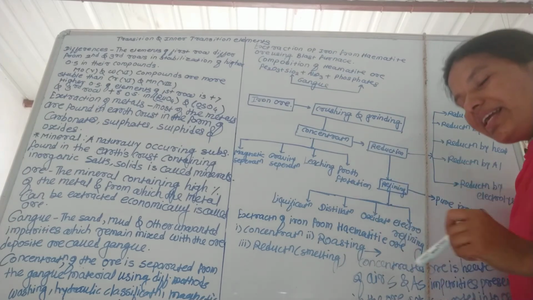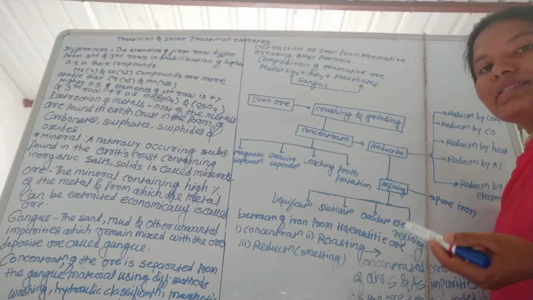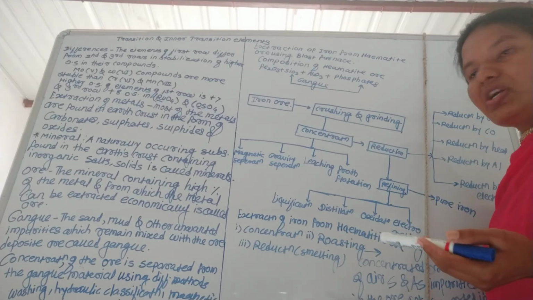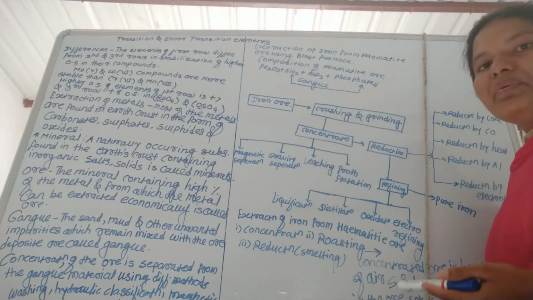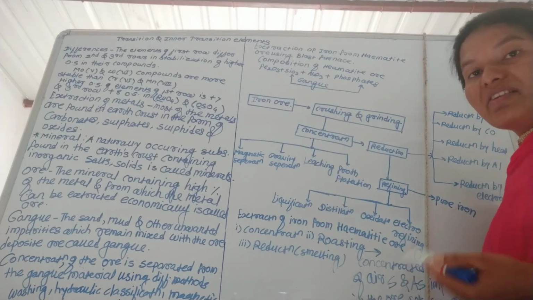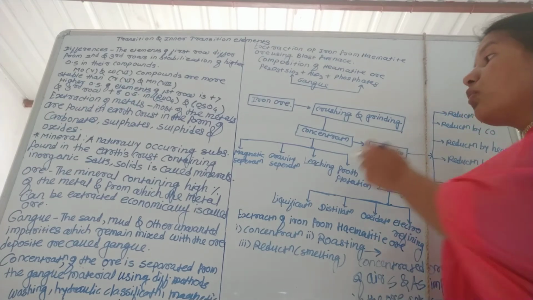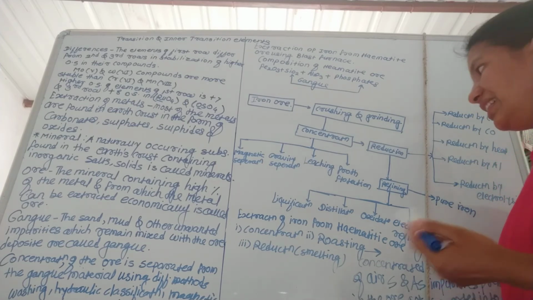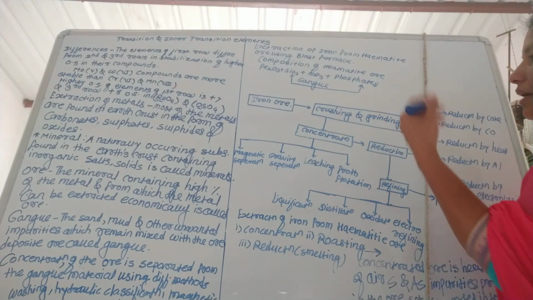All these methods are discussed in the chapter Isolation and Extraction of an Element in your 12th syllabus. Magnetic separation, gravity separation, leaching, flotation, all these processes are involved in that chapter. We will discuss them in the next chapter.